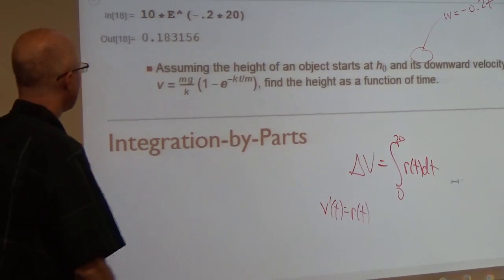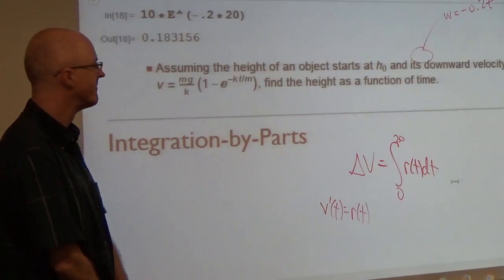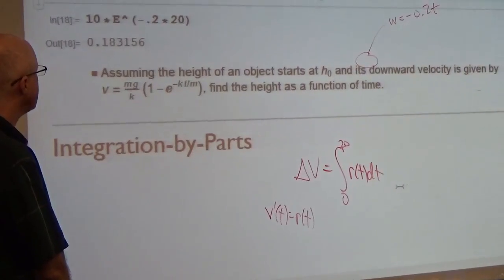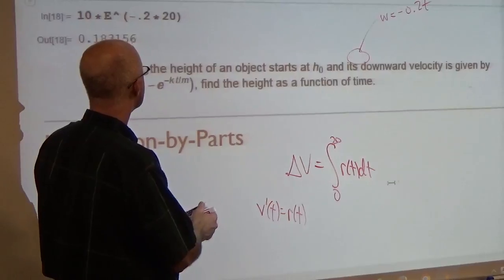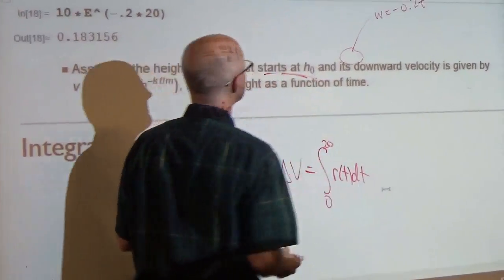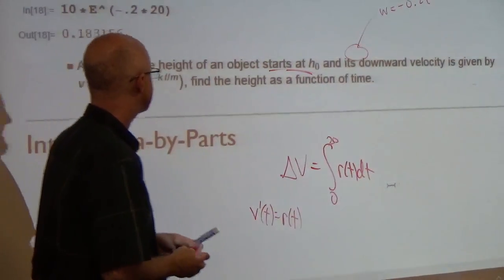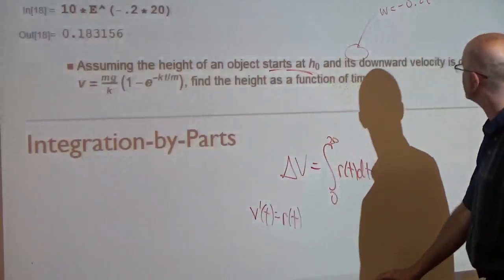This one here is kind of abstract, no numbers. Assuming the height of an object is h0 at time 0, that's the initial height, and its downward velocity is given by that equation.